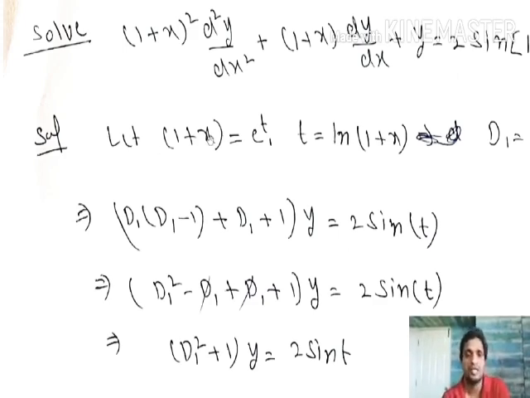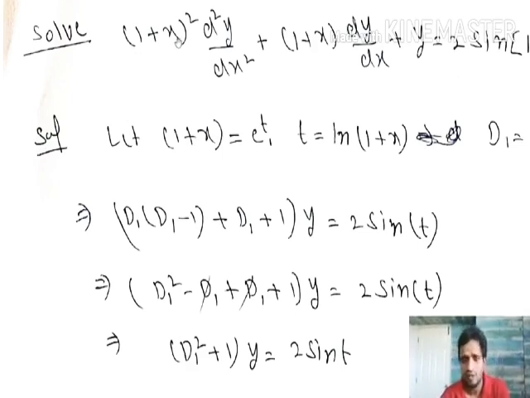So we have assumed here 1 plus x equal to e power t, then t is equal to ln of 1 plus x. And one more thing, D1 is equal to d by dt. So if I change this into the independent variable t, then this differential equation becomes D1 into D1 minus 1 plus D1. Here the one lucky thing is the value is ax plus b.